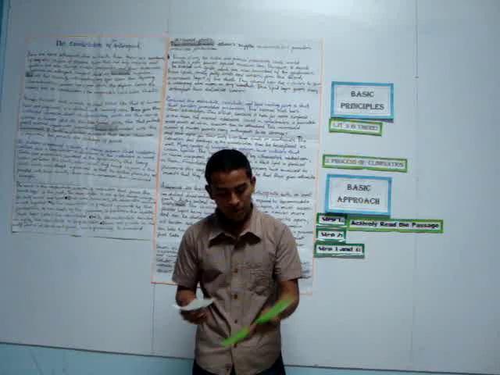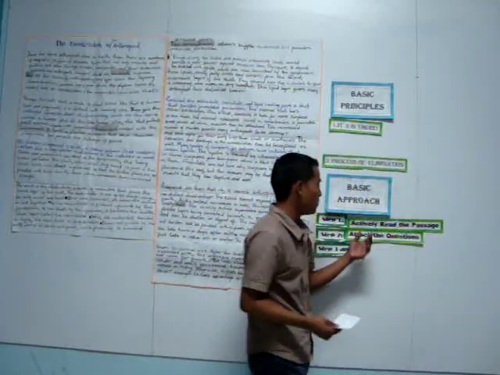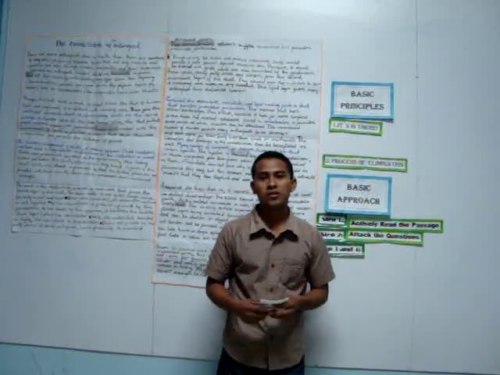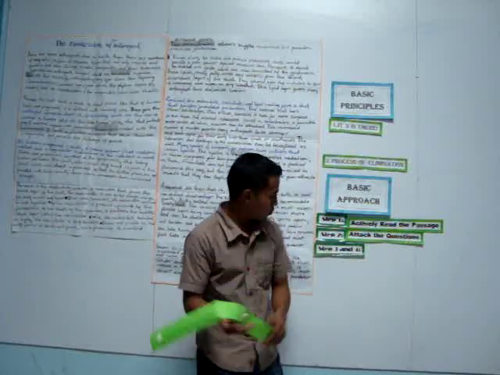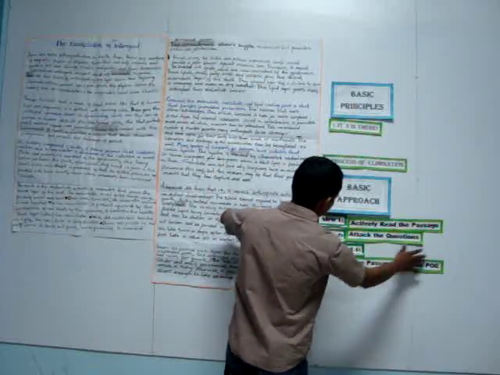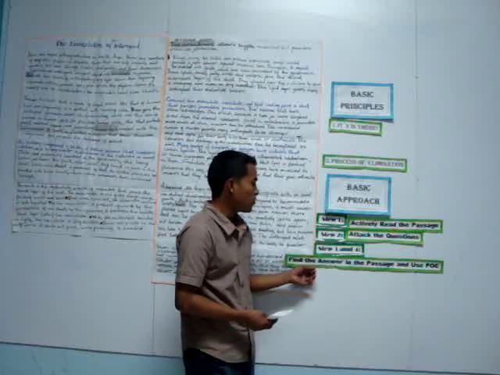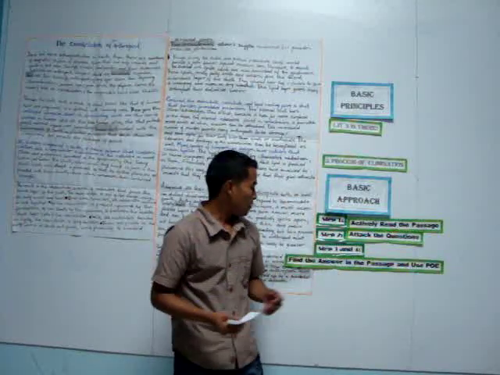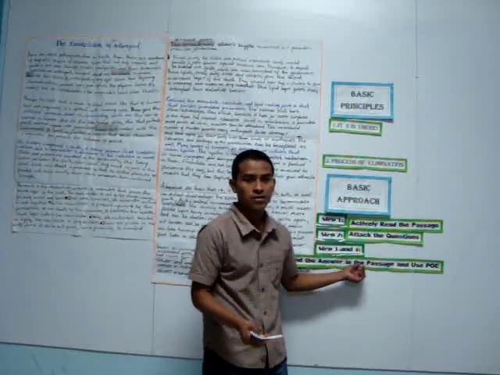Now the second step is attack the question. I won't give a lot of detail about this because my classmates are going to explain it more precisely. So let's move to the last approach, which includes step number 3 and step number 4, which are find the answer in the passage and use POE. There is a general system for finding the answer in the passage.